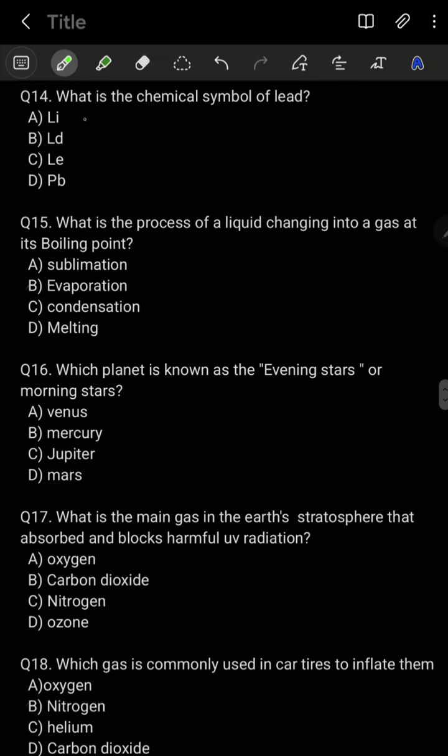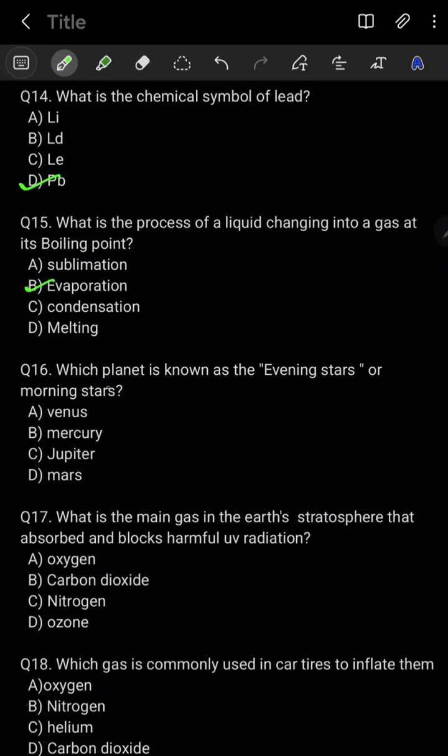Question number 14. What is the chemical symbol of lead? The chemical symbol of lead is Pb. So option D is the correct option here. Question number 15. What is the process of liquid changing into gas at its boiling point? Option B is the correct option, evaporation.